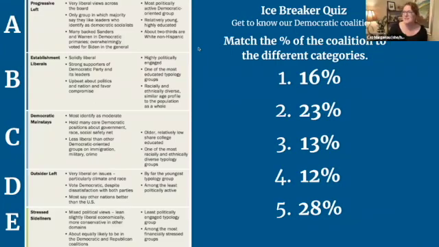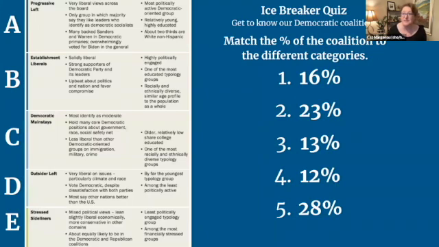It's a quiz. So match the percentage of the coalition to the different categories. I'm going to read out the categories. These are the categories that make up the Democratic Party. If you want to break up the populace of the Democratic Party into different ideological groups, these are 5 groups, how we are typically gathered together. And I want you to figure out what percentage of the Democratic Party is each of these groups. So I'm going to read them through real fast.